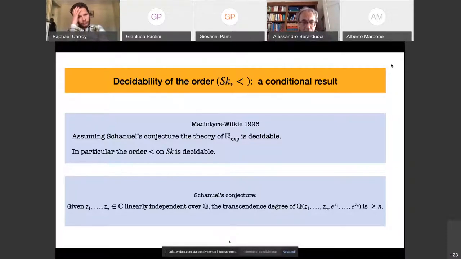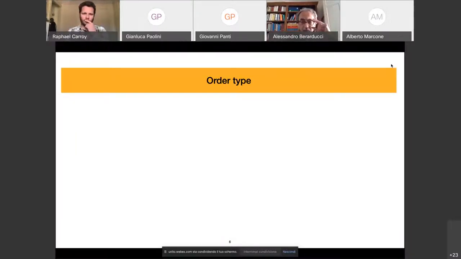But we don't want to assume Schanuel's conjecture. So this is regarding the first problem that I mentioned, the decidability of the order. Regarding the order type, Schanuel's conjecture is not going to help very much, because if Schanuel's conjecture fails, the order type can only become smaller, because Schanuel's conjecture says that there are as few identities or relations as possible. So under Schanuel's conjecture, it could be that you get some identifications, but if you want an upper bound on the order type, Schanuel's conjecture is not going to help.